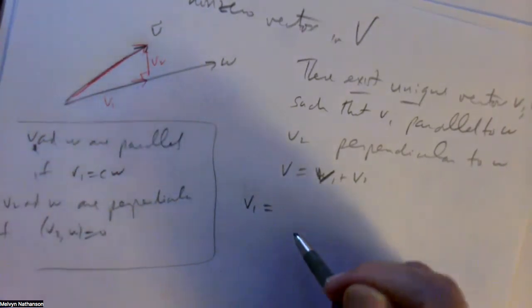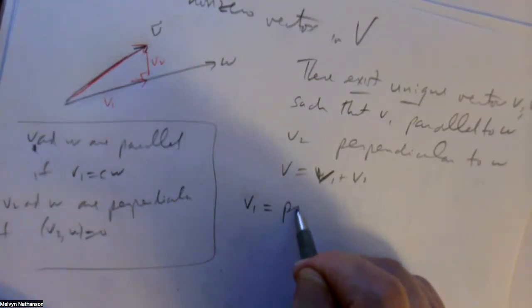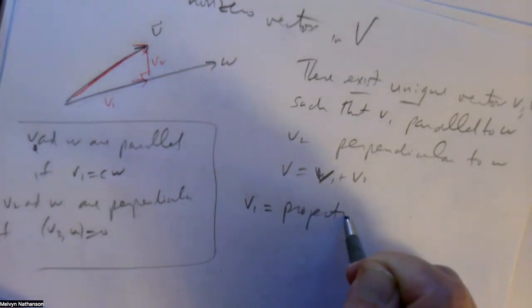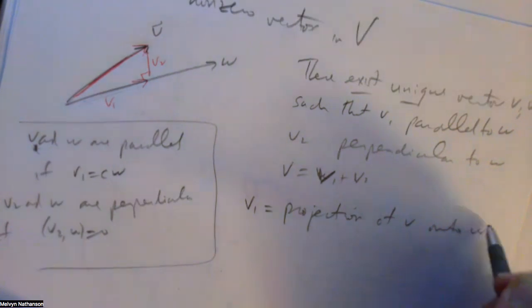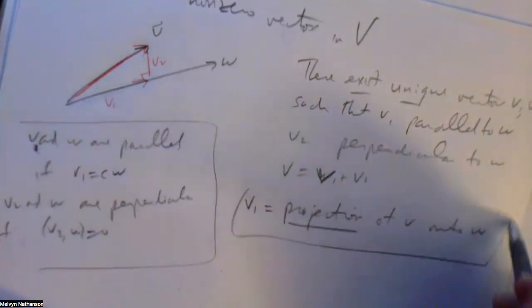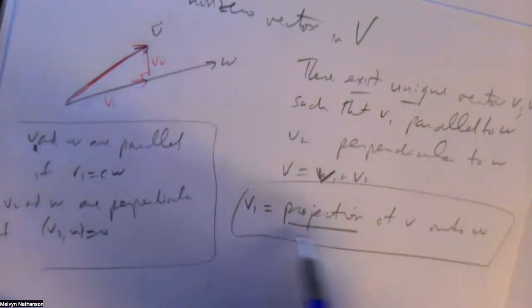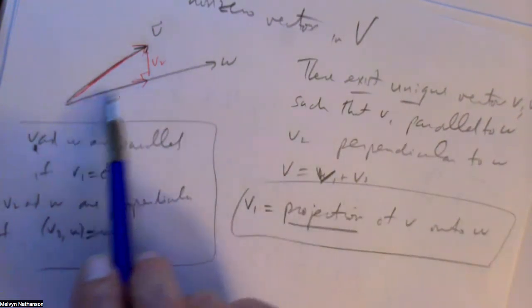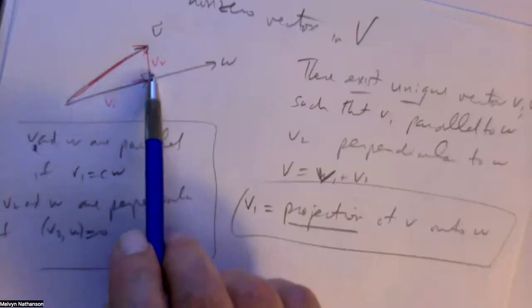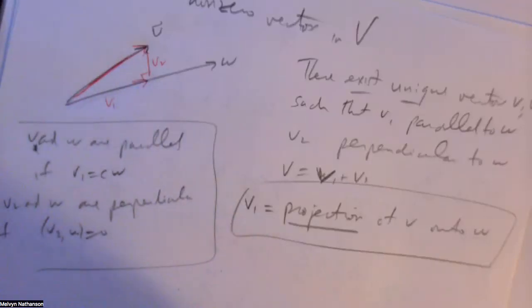And the component V1 parallel to W, V1, is called the projection of V onto W. So the projection of a vector onto another vector is a vector parallel to that other vector, and that decomposes in this way.